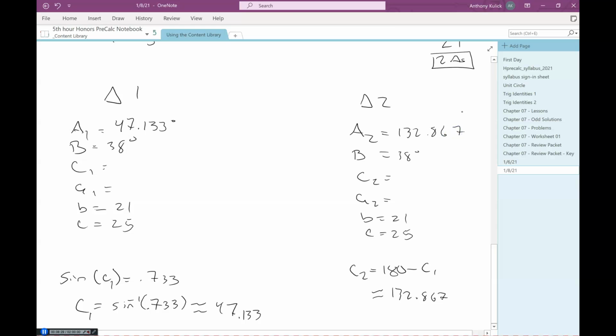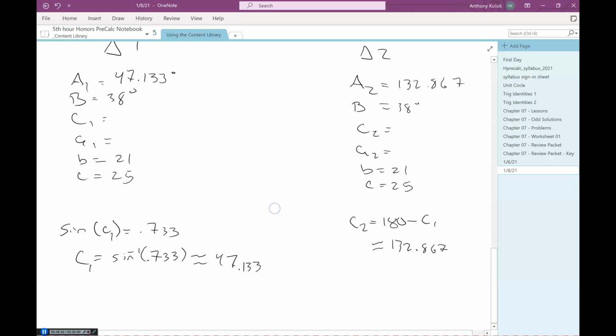So far, so good, Sophia? Okay. Now, oops, I put those in the wrong spots, huh? I put those in the A spot instead of the C spot. Rather than erasing the number, I'm just going to erase the letter, because that's a lot less writing.